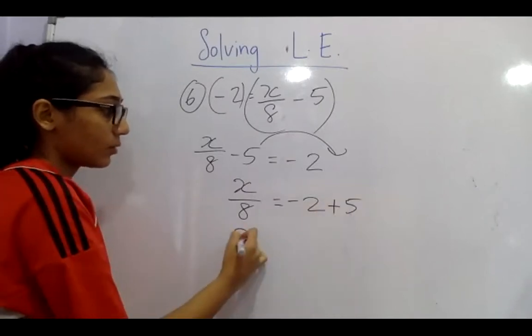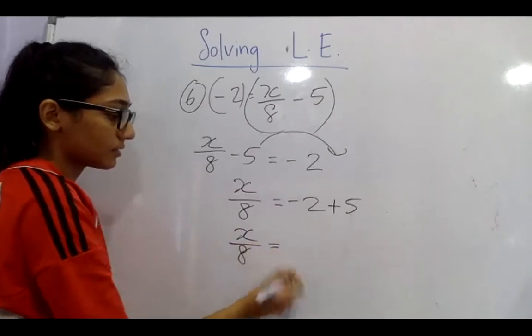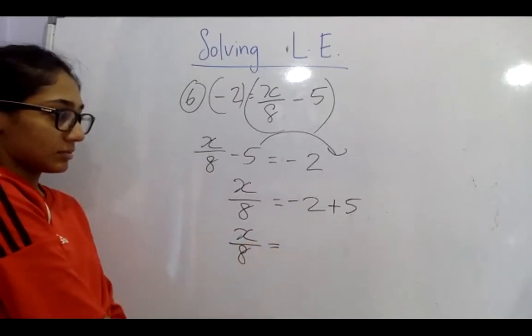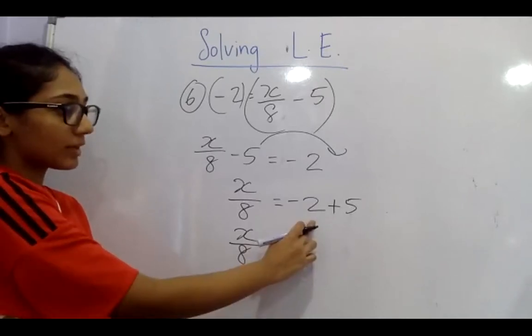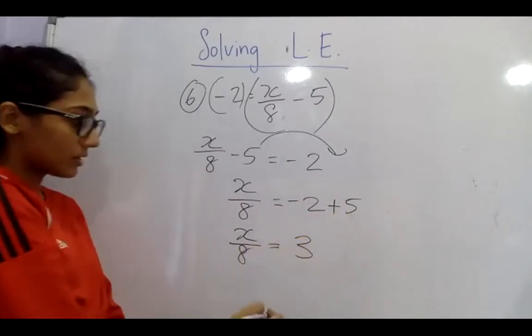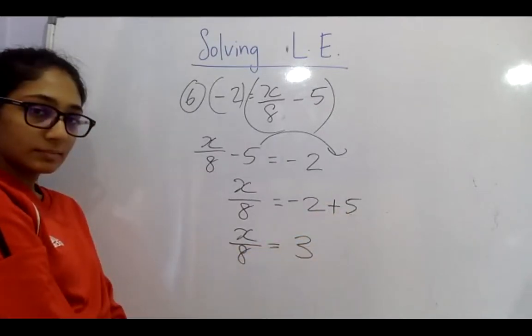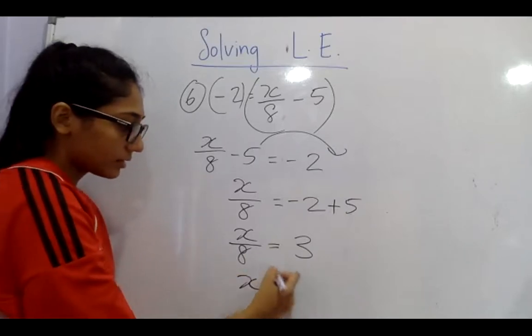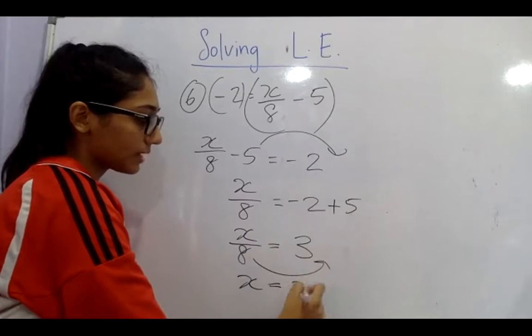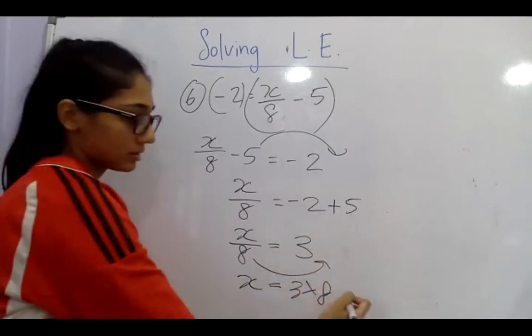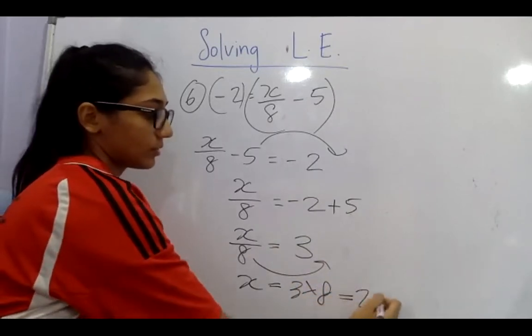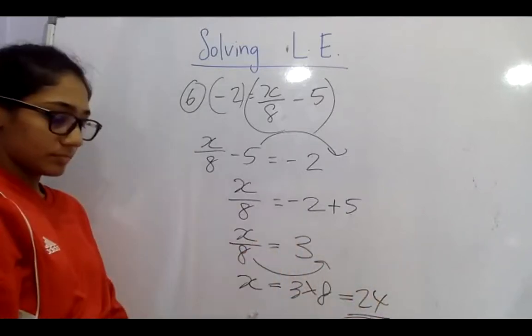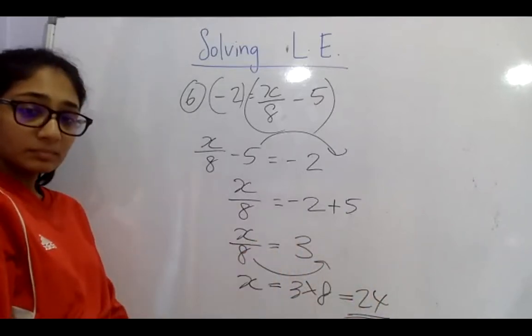Okay. And then what is minus 2 plus 5? We owe someone 3. Yes. 3. 3 times 8. Correct. Bring the 8 up. So 3 times 8, which is 24. 24. Is that what you got?